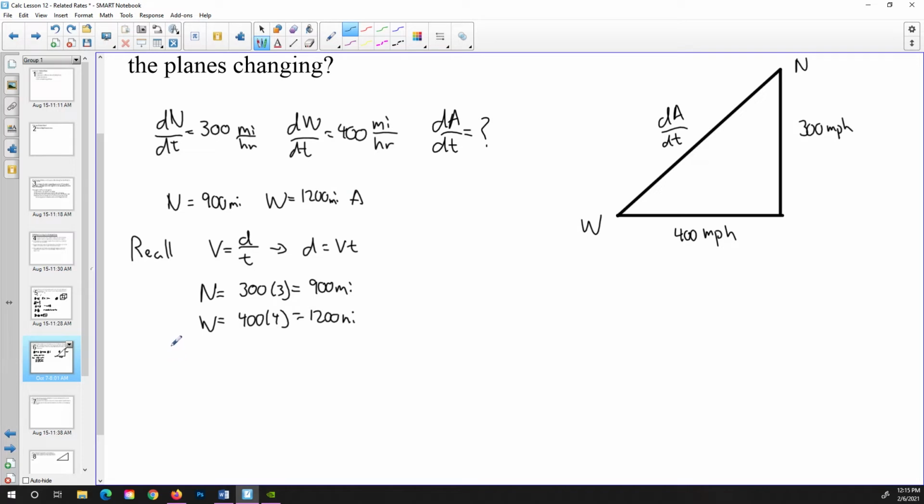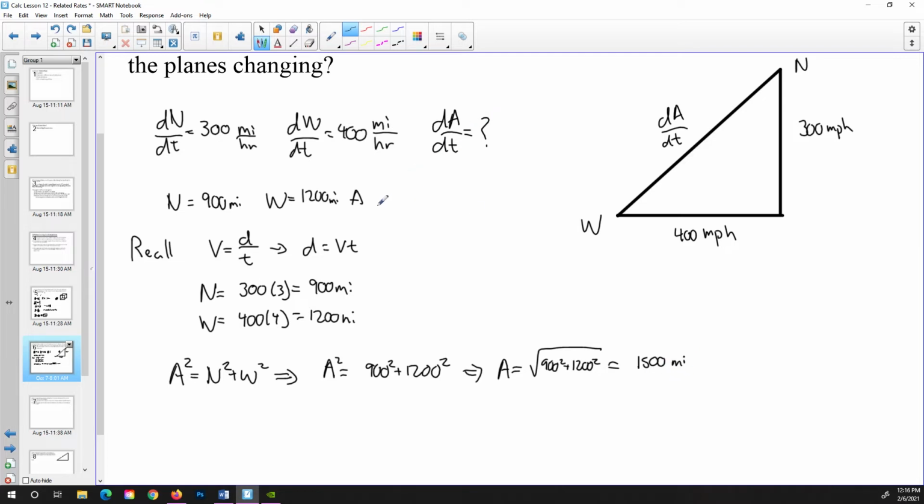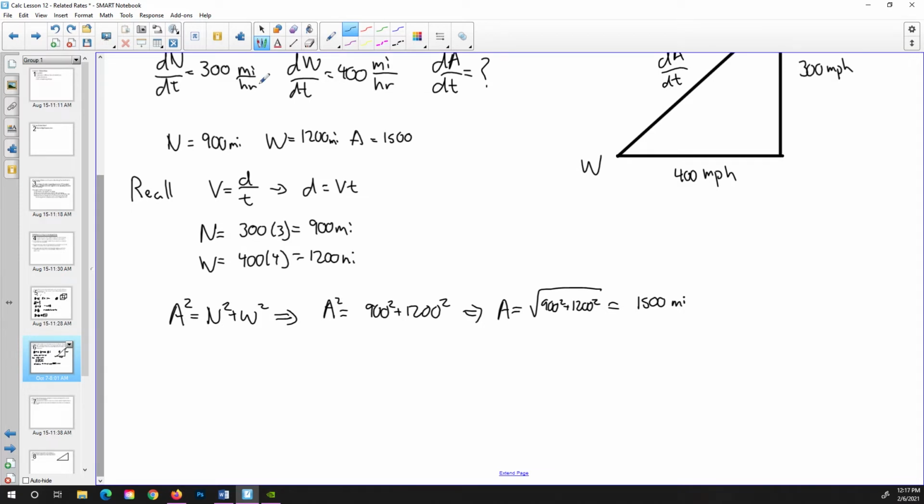A can be found using the Pythagorean theorem. A squared is equal to n squared plus w squared. In this instance, a squared is equal to 900 squared plus 1,200 squared. Thus, a is equal to the square root of 900 squared plus 1,200 squared, which turns out to be 1,500 miles. So A is 1,500.